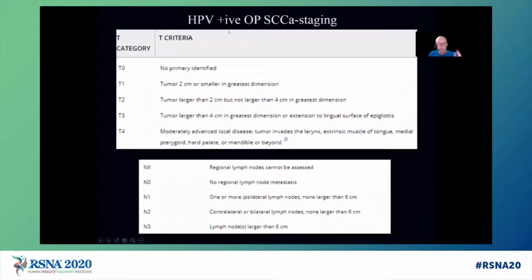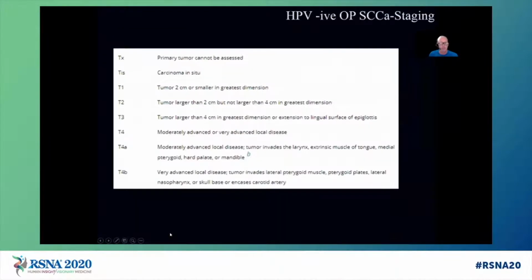So if the cancer is HPV or P16 positive, T4 is not broken up into A or B, but rather some locally advanced disease if there's tumor involvement of the larynx or extrinsic tongue musculature. Those are the sites that most commonly trigger a T4 staging. The nodal staging is different than for oral cavity or P16 negative cancers in that multiple ipsilateral nodes are still considered N1. And if you have contralateral or bilateral, it's N2. And then per usual, greater than 6 centimeters is N3.